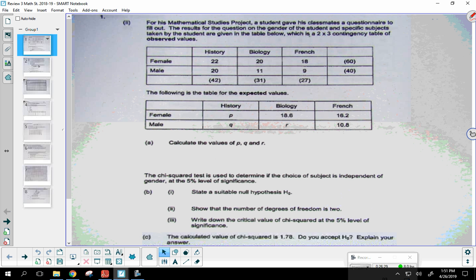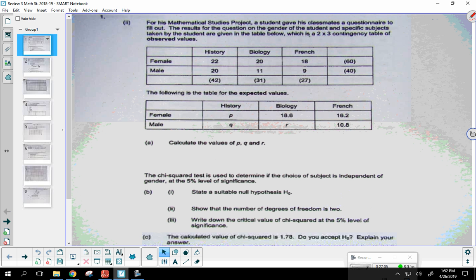Where are we? Review 3. Here we go. Okay, moving on. Onward and upward. Okay, so let's see here. Looks like this first one is going to be a chi-squared problem. For his mathematical studies project, a student gave his classmates a questionnaire to fill out. The results for the questionnaire on the gender of the student and a specific subjects taken by the student are given in the table below, which is a 2x3 contingency table of the observed values.